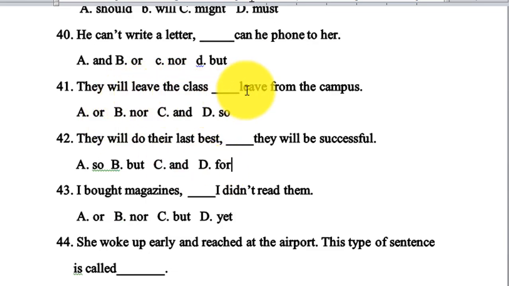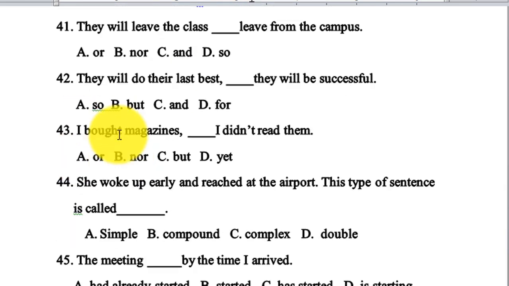Next: they'll leave the class, blank, from the campus. What will be the coordinating conjunction here? They'll leave the class is one event, and from the campus is another event. There are two options. What will the answer be? Nor? Is it a negative alternative? Is it an addition? Is it the result of the first? No, there is no result. So the answer should be or, because these two are alternatives: either leave the class or leave the campus. An option is given, so we answer or. This is how we use or.